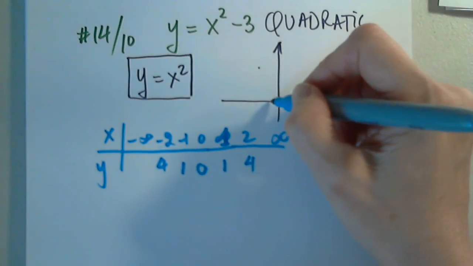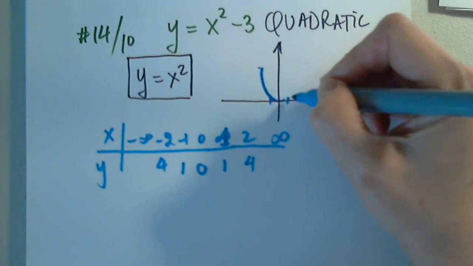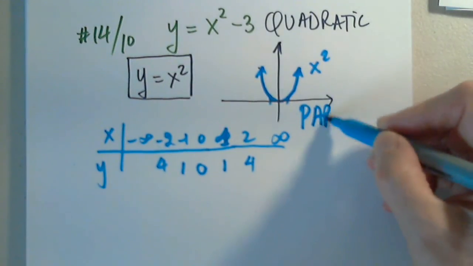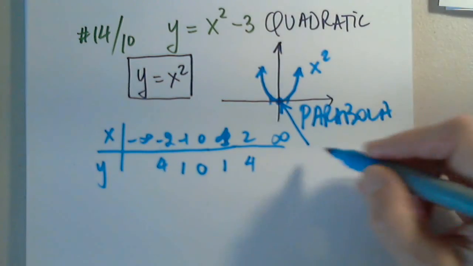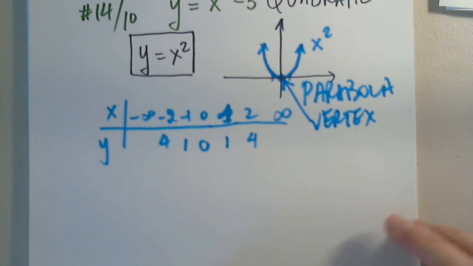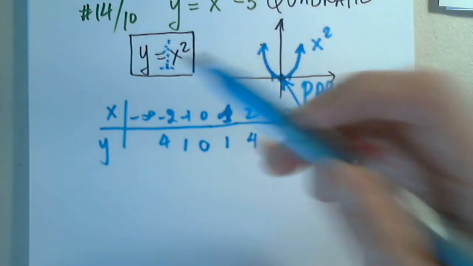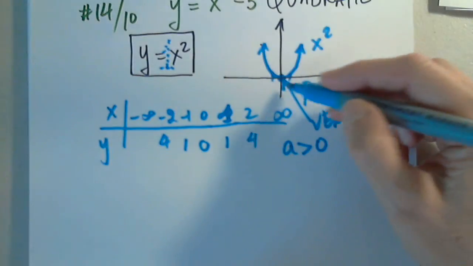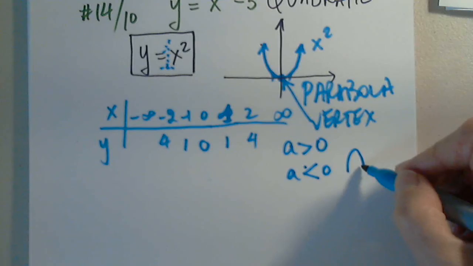So this is the graph of x squared. It's a parabola with the vertex at the origin, opening up, because the leading coefficient is 1. When the leading coefficient is positive, the parabola has a minimum. When the leading coefficient is negative, the parabola has a maximum.